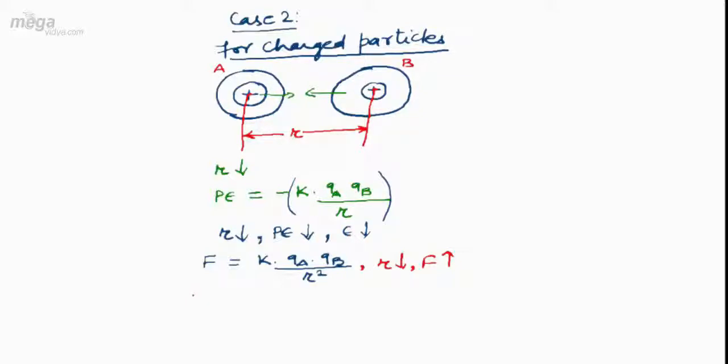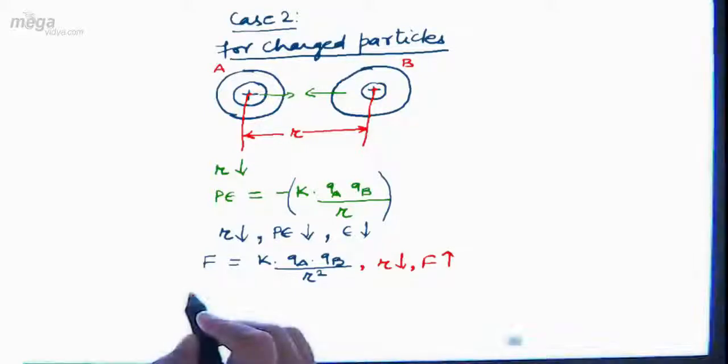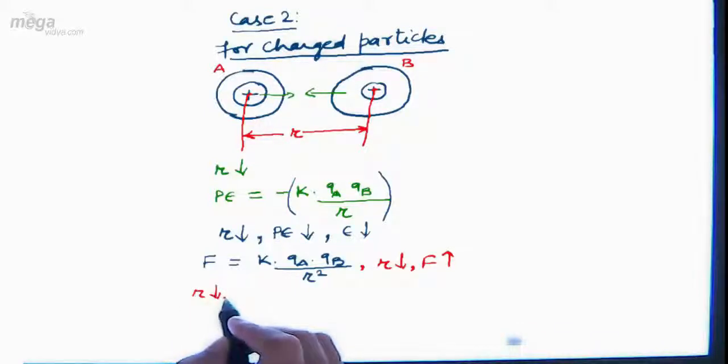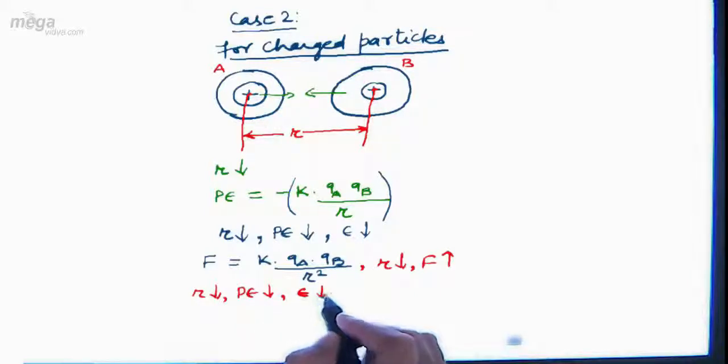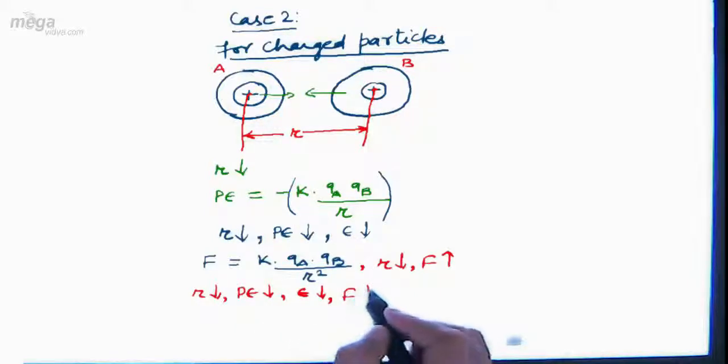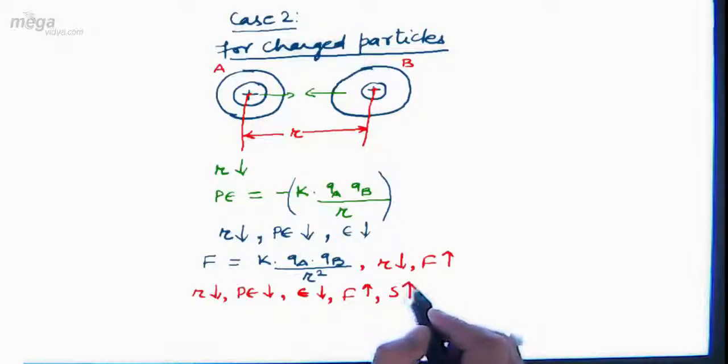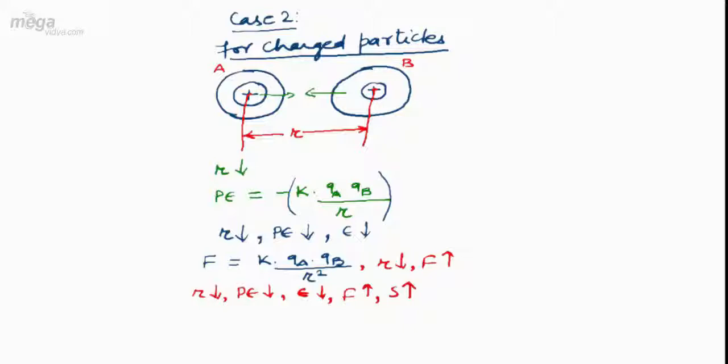So the overall conclusion is that during the approach between A and B, R will decrease, hence potential energy will decrease, total energy will decrease, the attractive force between the particles will increase, and hence stability will increase. So whether we talk of charged particles or uncharged particles, when they come closer to each other for bonding, there is a decrease in the separation between the two, and hence the total energy decreases, increasing the stability.